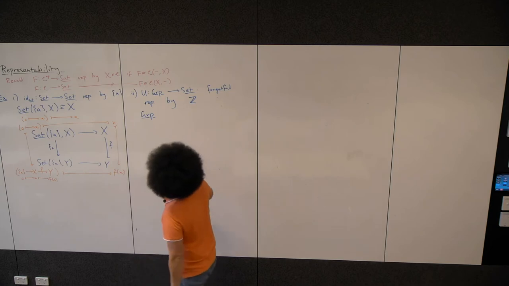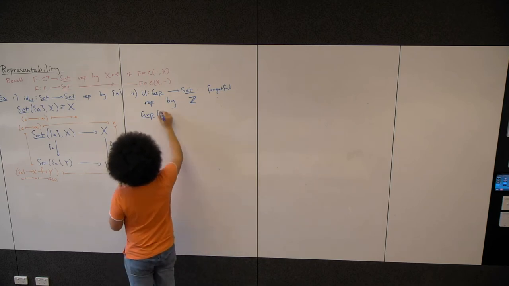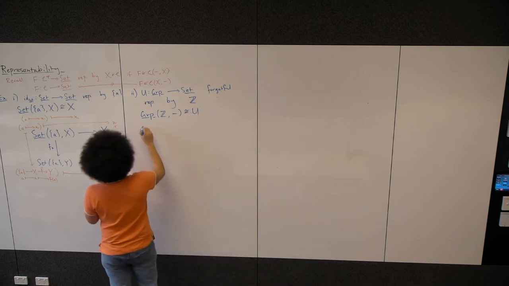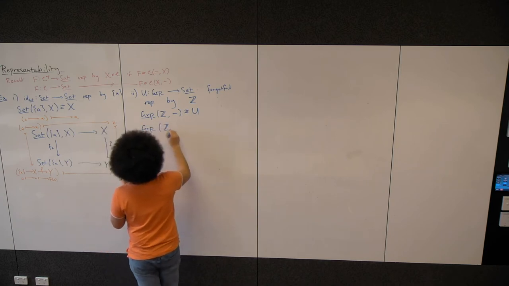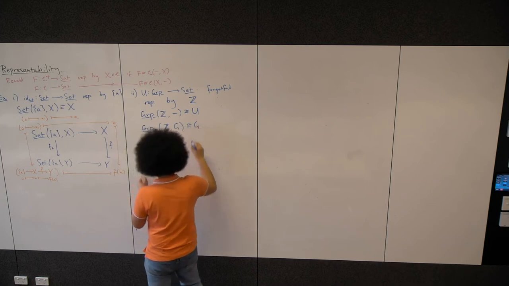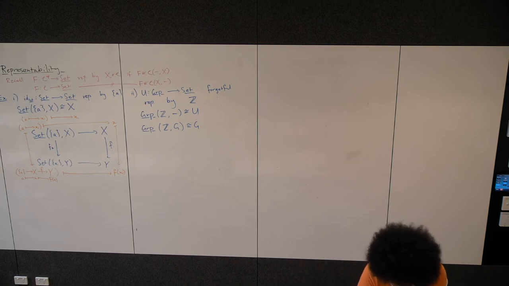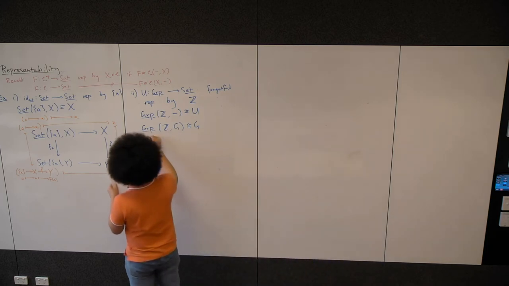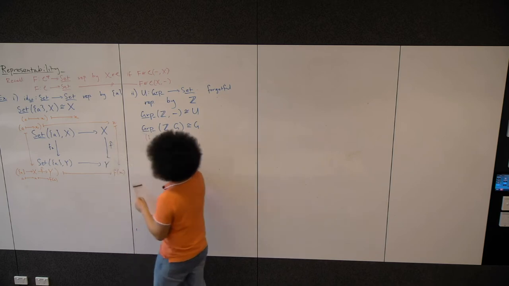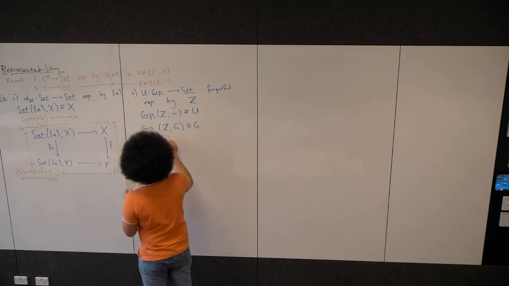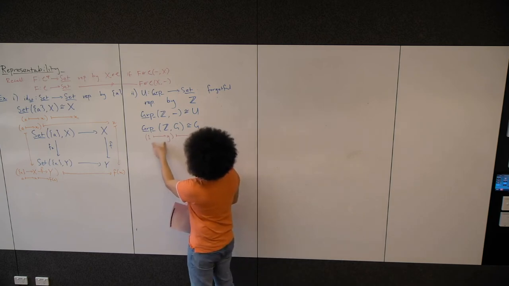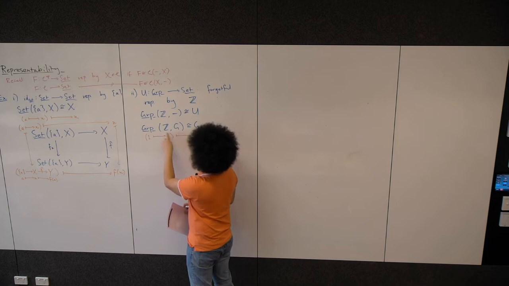So representability means that maps from Z is naturally isomorphic to this forgetful functor. So in particular, for a given group, we have group maps from Z into the group are isomorphic to the group. And this is witnessed by the map that takes 1 in Z, takes it to g, and then we map that to g. So every group homomorphism from the integers into a group is determined by where it sends 1.